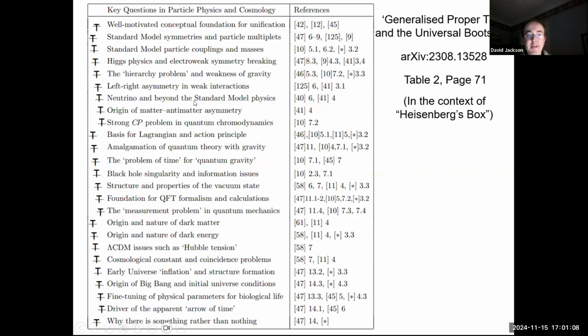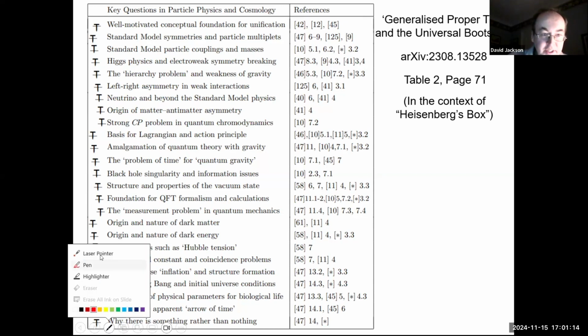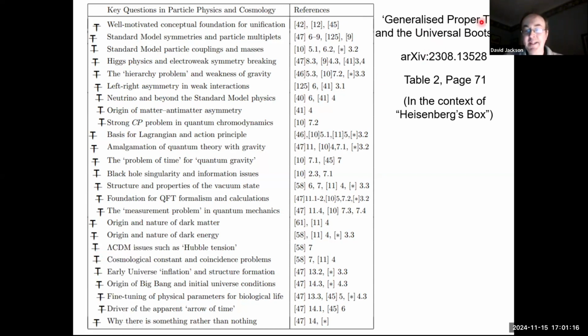If anybody's interested in references, basically, if you go into a literature search and put in generalized proper time, you'll get into papers on this. This is the most recent arXiv paper. And just to say that there's a table in there that talks about all the problems of the standard model and quantum theory and cosmology. And these are kind of self-references to where these things are discussed in the context of this new theory.